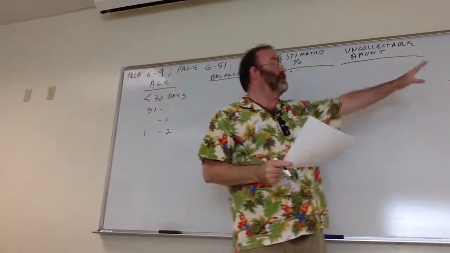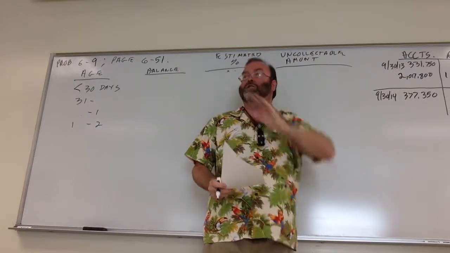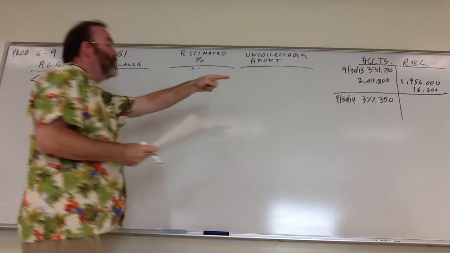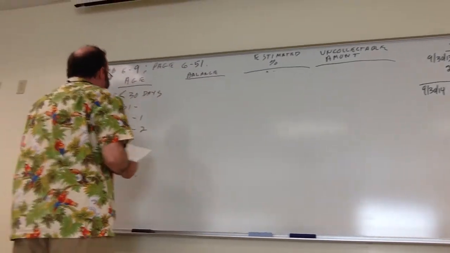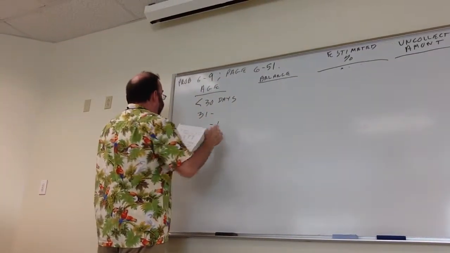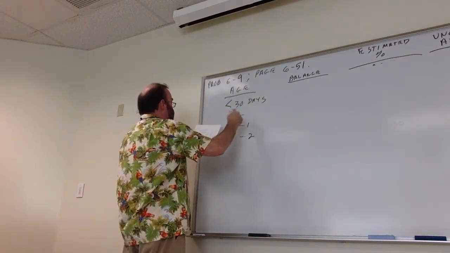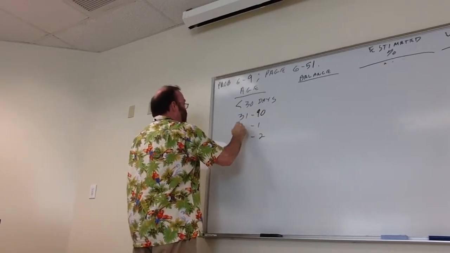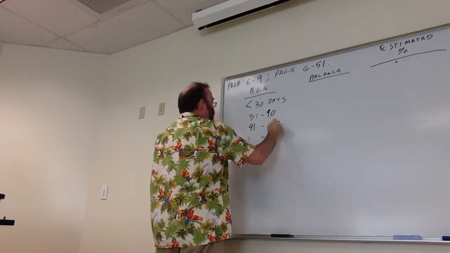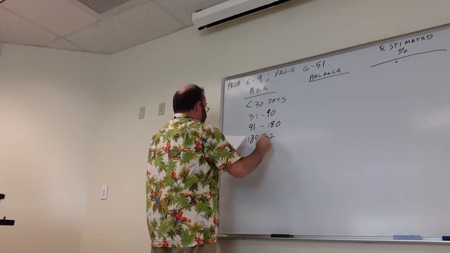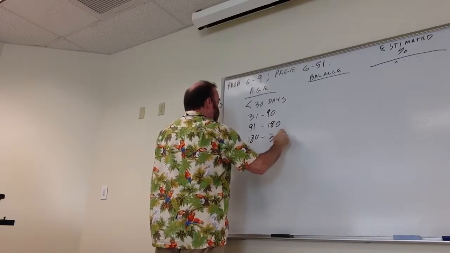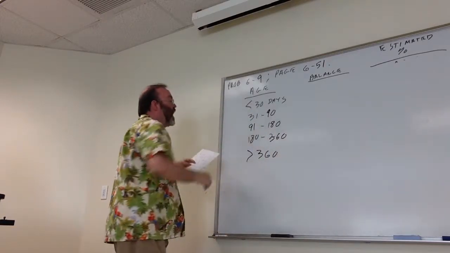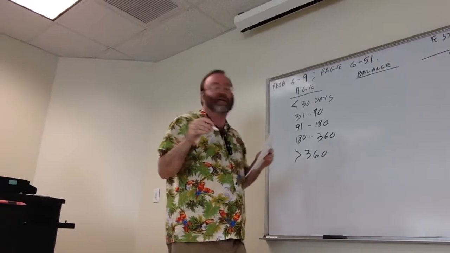All right, everybody with me so far? That's just the information the problem gave you. So this $377,350 balance, they break it down between under 30 days, 31 to 90 days, where the old problem was 60, and then 91 to 180 days, 180 to 360, and then greater than 360. So they're only using 5 layers where the last problem had 6.